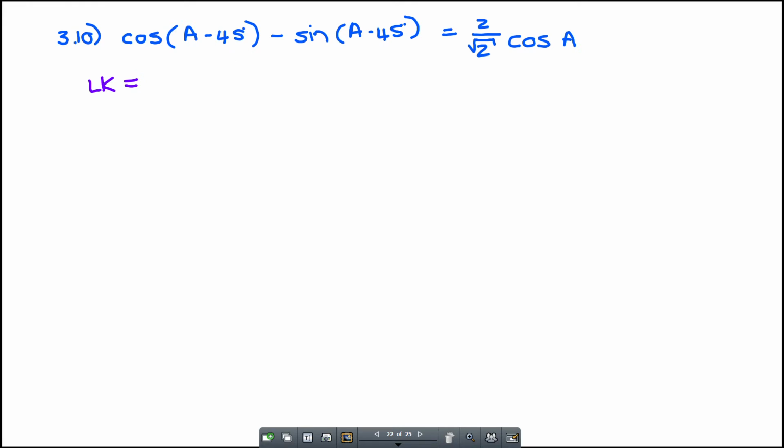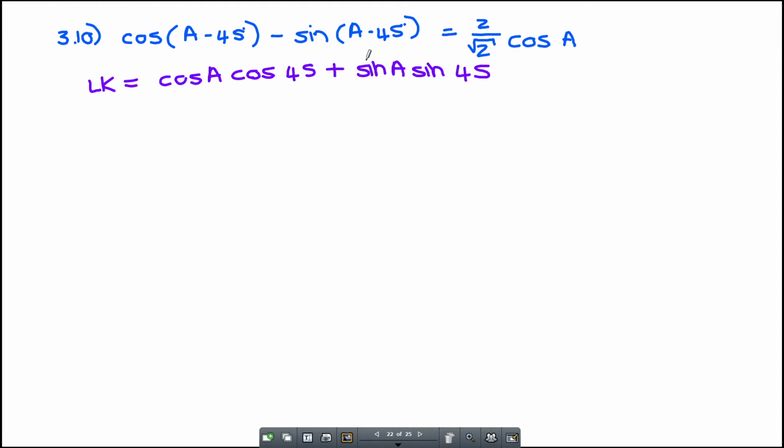So I'm going to write that out the long method. So that's going to become cos A, cos 45. And then because it's cos, that minus must become a plus. En dan sin A, sin 45. Everyone is fine so far, nee? Okay, then it says minus sine A minus 45. So weer het ek hier 'n saamgestelde hoek, nee?